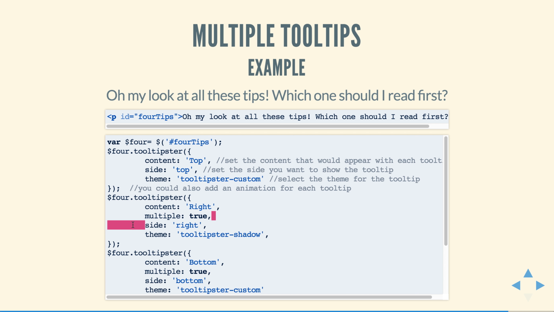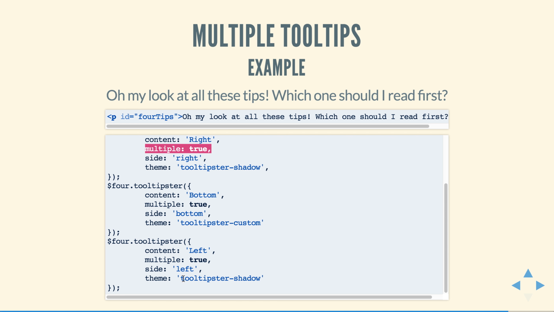If we didn't set multiple to true, it would just take the last tooltip that you have and only show the left one. But since here we have multiple true, it's saying, okay, show the top, right, bottom, and the left one. So basically, those are the 3 examples I chose.